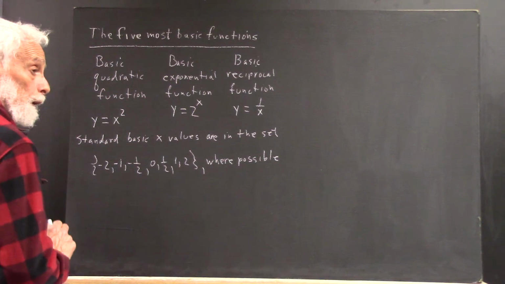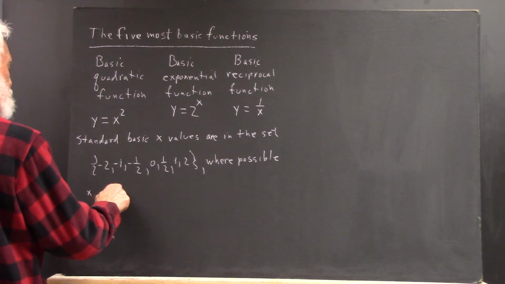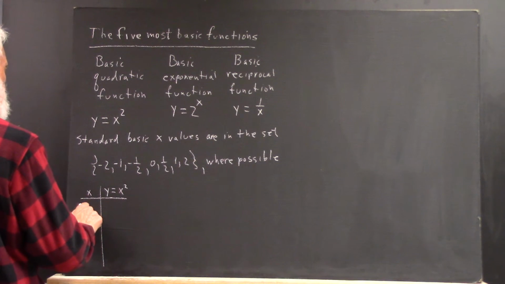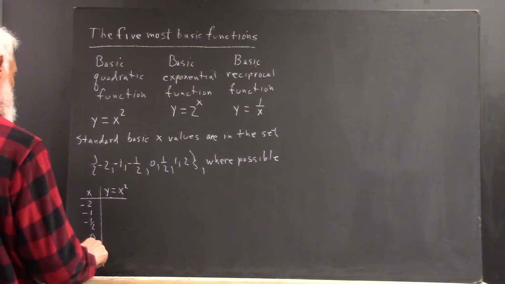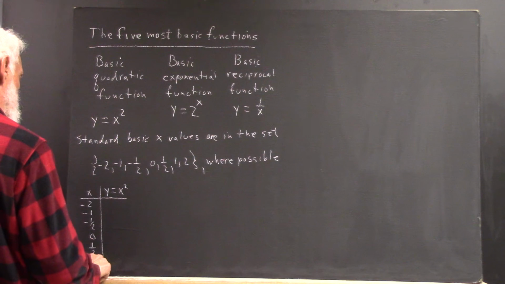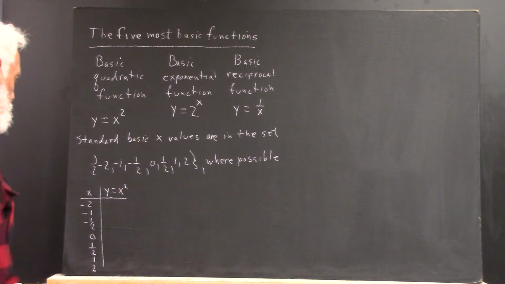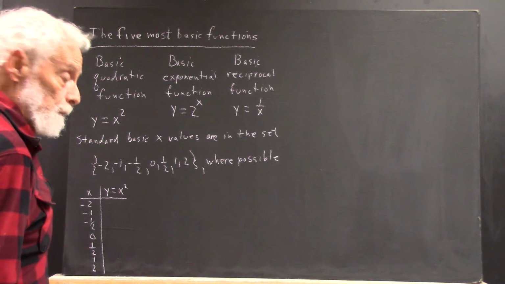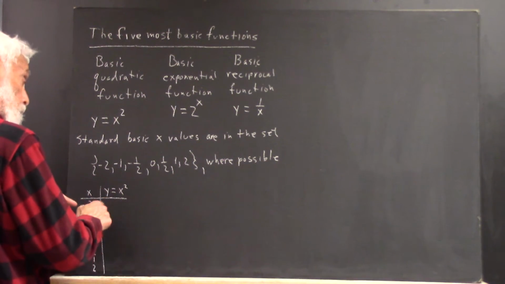So I want to make a table for the x squared function. So we have x, and we have y equals x squared. And the x values are -2, -1, -1/2, 0, 1/2, 1, and 2. Okay, well, we want to list the y value over here, and y equals x squared. So the y value here would be the square of -2. And that would be what? Square of -2 is 4.